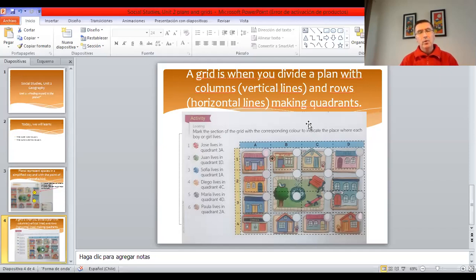So today, children, we talked about the definition or the explanation of a plan and the explanation of a grid. In our next lesson, we will continue going deeper in these matters.